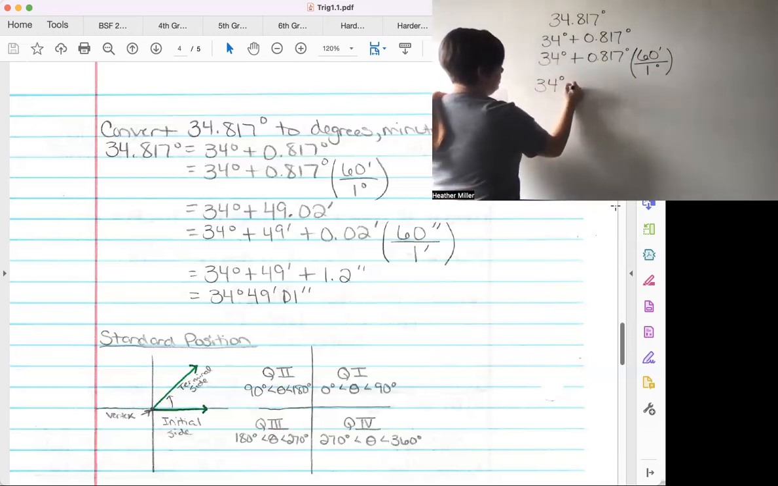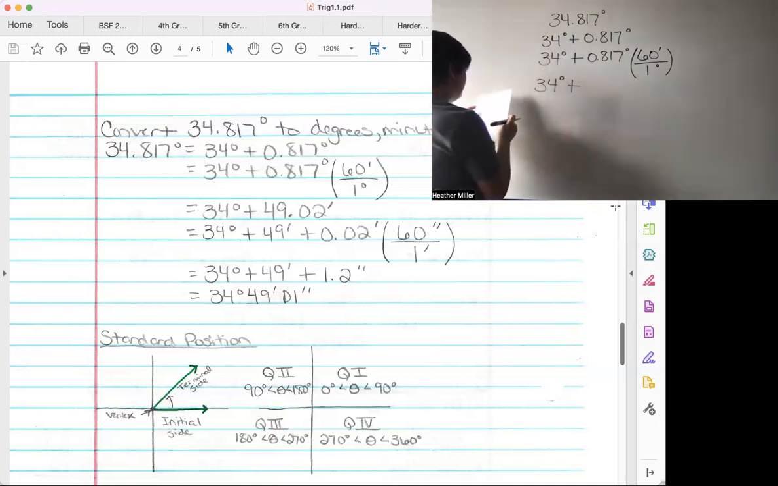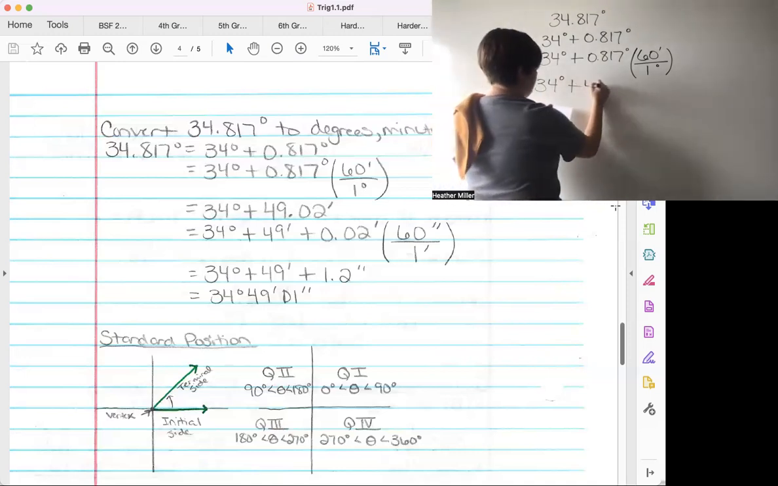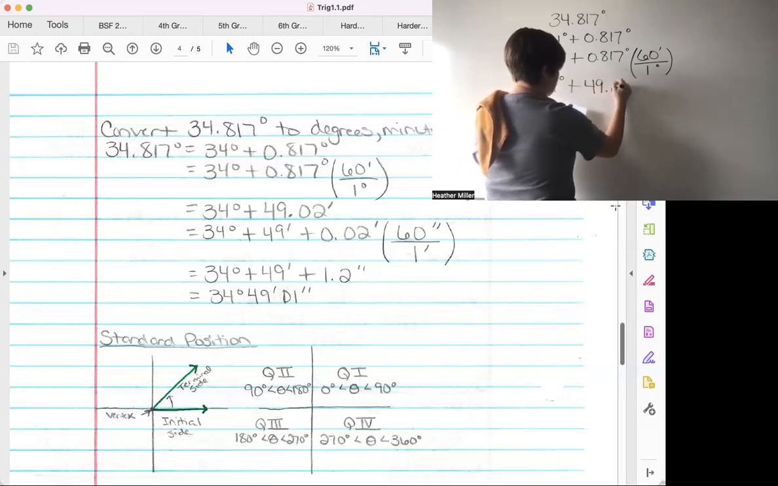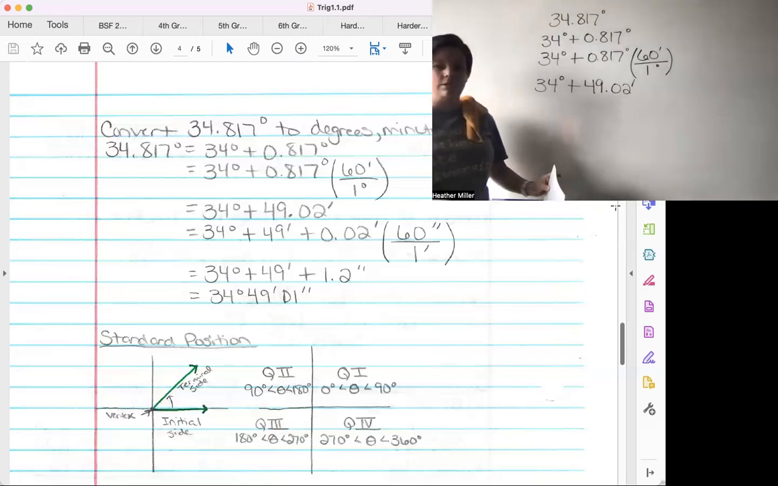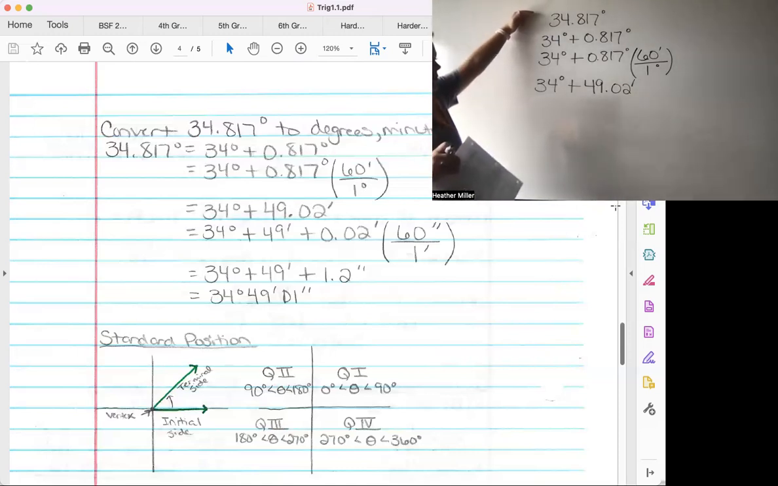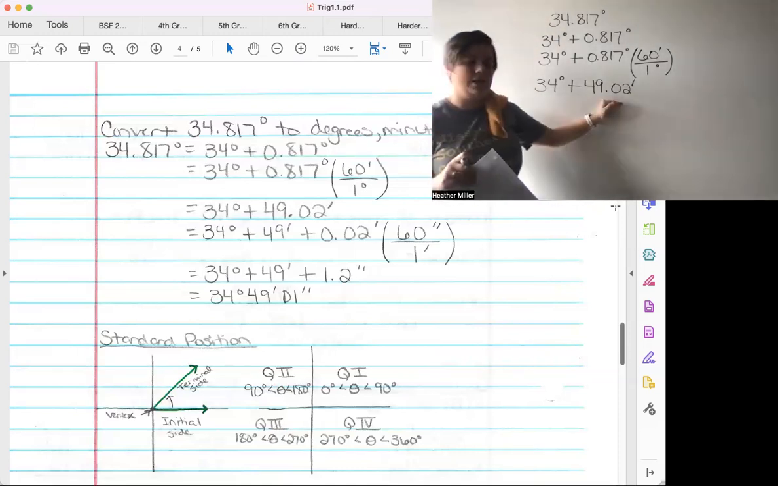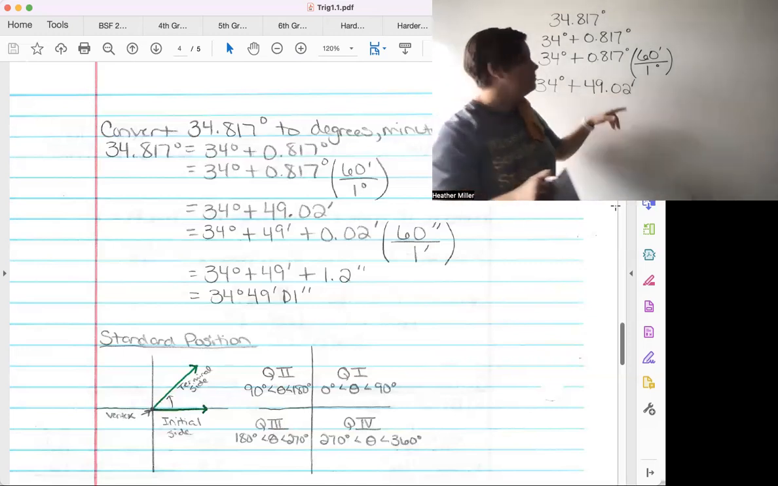So we have this 34 degrees plus, and when we multiply that, we get 49.02 minutes. All right, so we're closer. We started with only degrees. Now we have degrees and minutes. But here's what's going to happen.